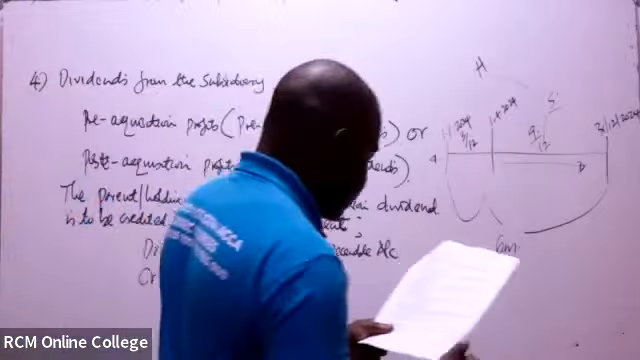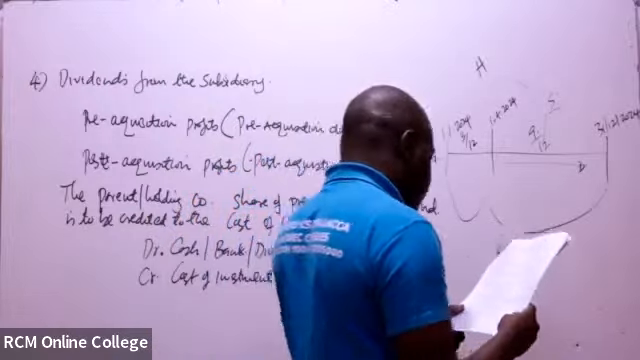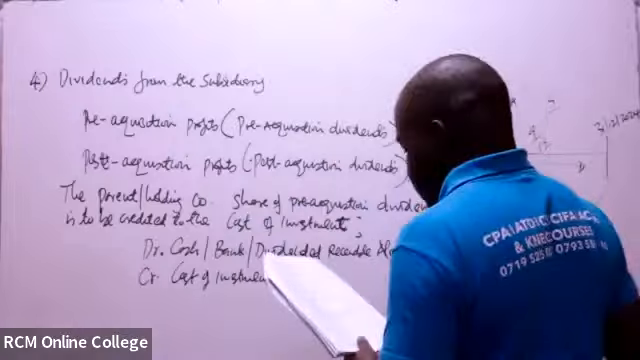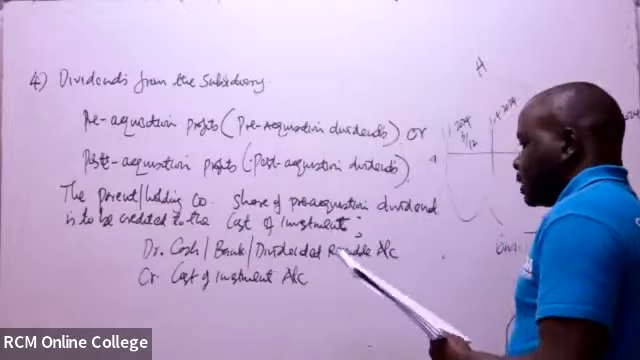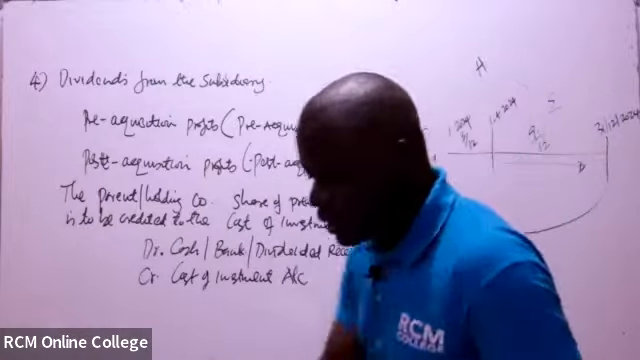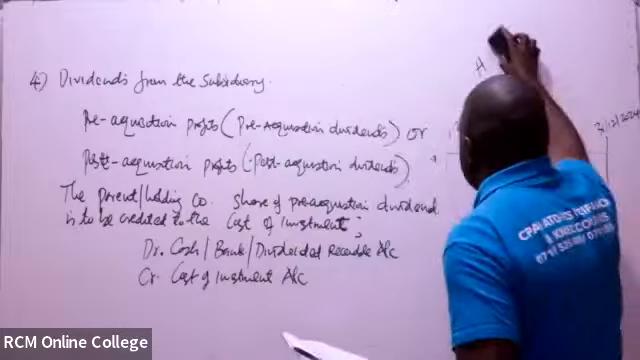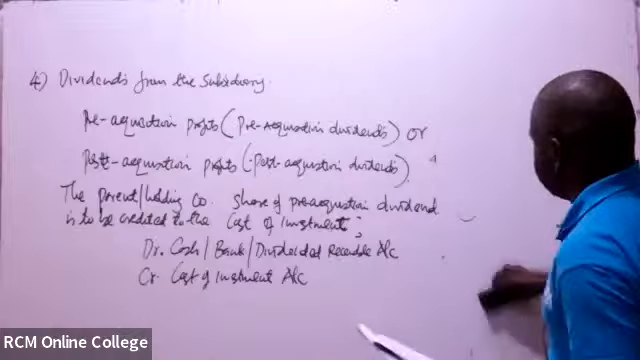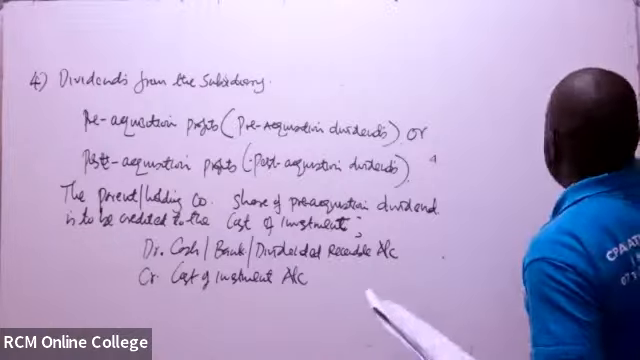They'll, in this case, credit what we call what? The cost of investment account. Debit what we call what? The cost of investment account. So this is what it means. There'll be something you'll likely be given. So you'll see something like this. You'll actually see something like this.